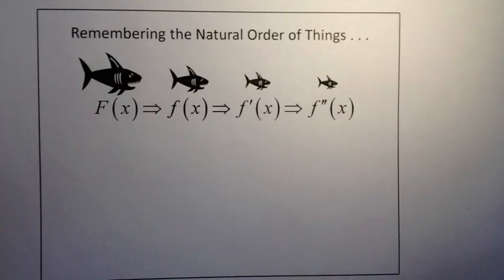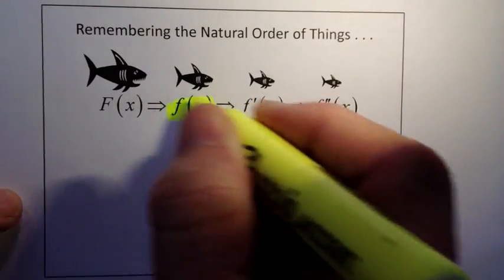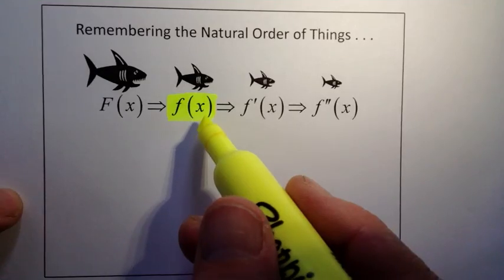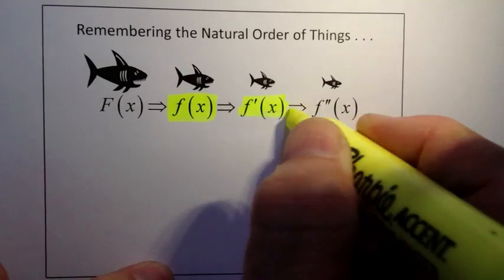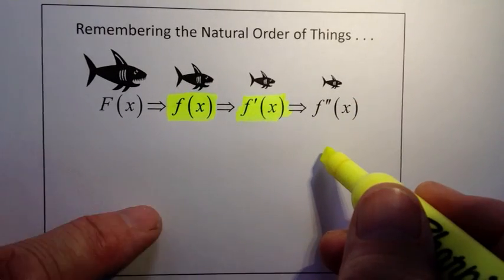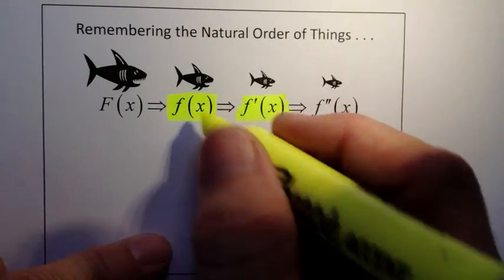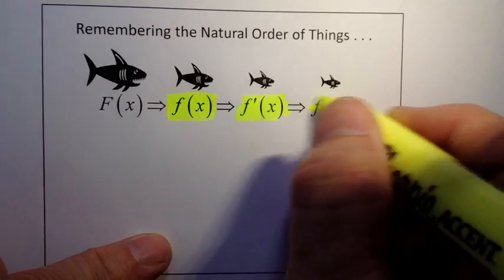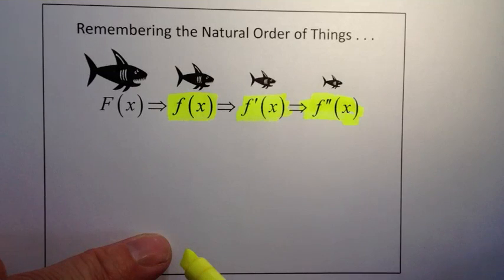So let's recap what we just talked about, and that is this. Remembering the natural order of things, like I just basically discussed with you, we started way back when with f of x. We got to chapter 3 and we introduced the derivative. Then we got to chapter 4 and we said, hey, check this out. The derivative tells us whether f is increasing or decreasing, but the rate of change of the derivative, f double prime, tells us whether f is concave up or down.